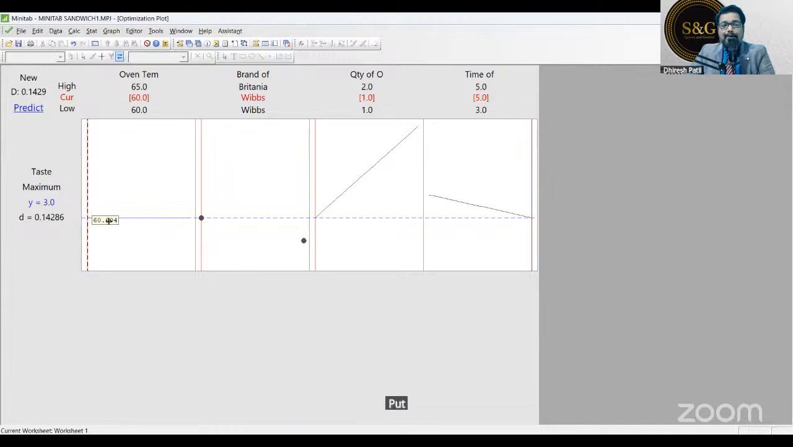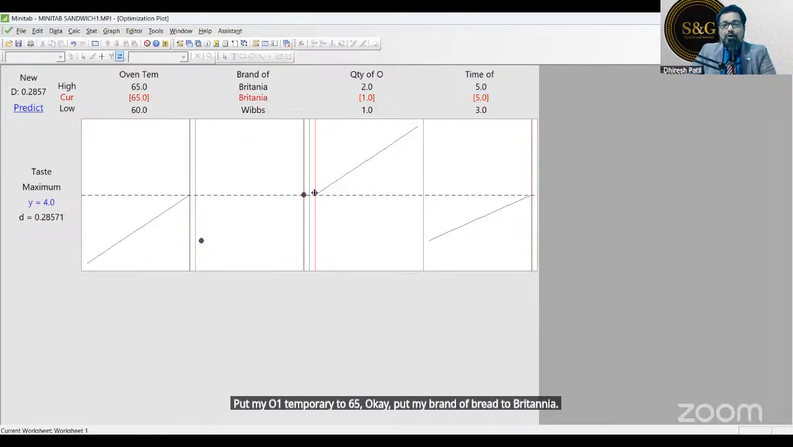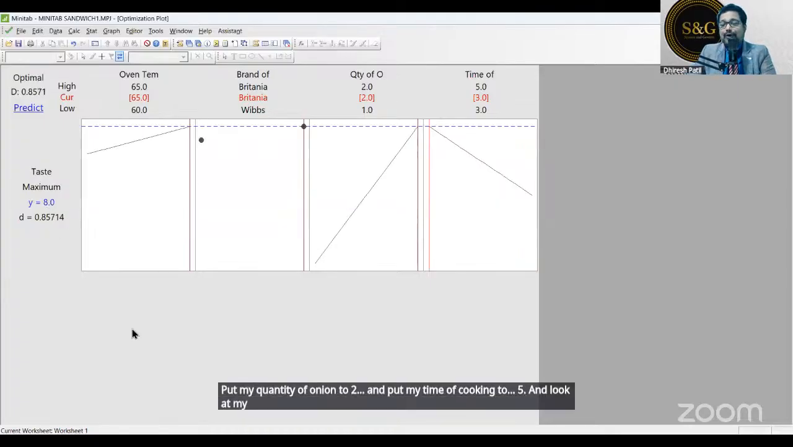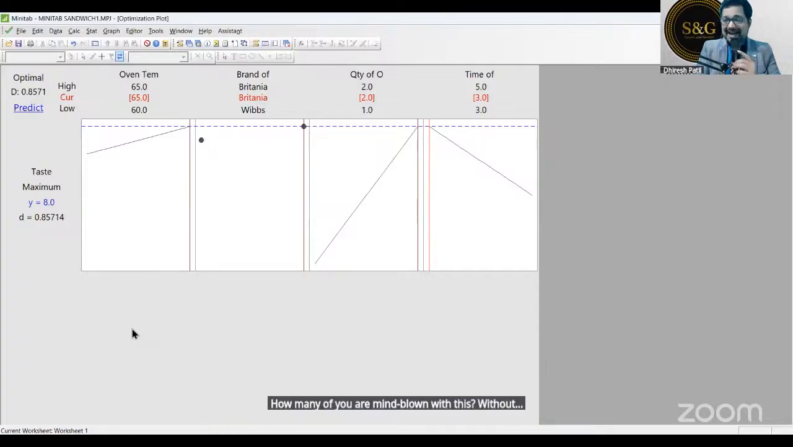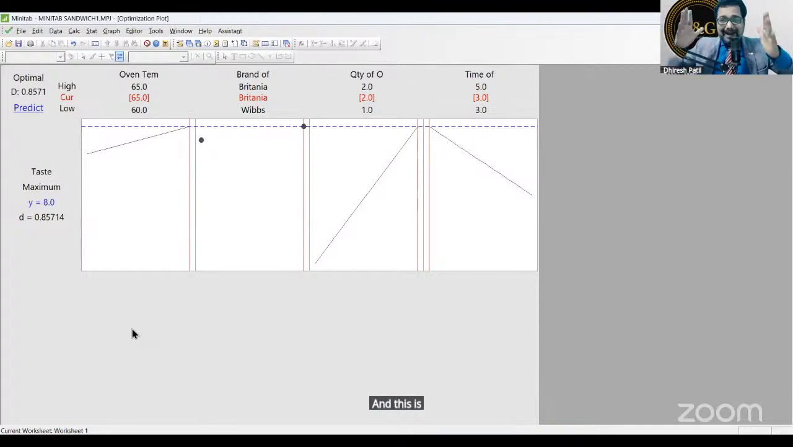Put my oven temperature to 65. Put my brand of bread to Britannia. Put my quantity of onion to 2. And put my time of cooking to 5. And look, my test has gone back to 8. If you're mind blown with this, without making a sandwich, I can predict the taste of the sandwich. This is the mind blowing experiment.